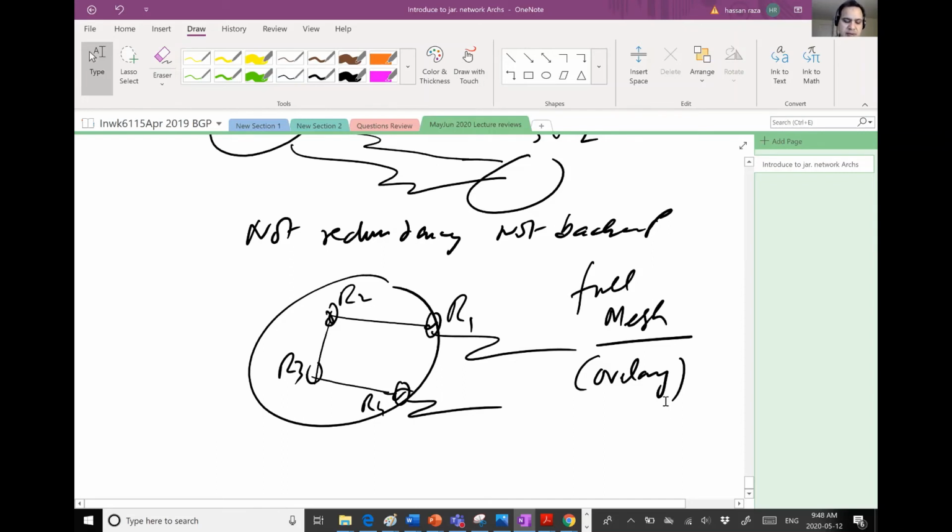What does that mean? If I want to build the overlay, first I will build this link, this link, this link, this link, this link, this link. So I will build all these neighborhoods among these routers. Would those be virtual links, like R1 to R4? Yes. Wherever the link is not there, obviously that would be a virtual link.